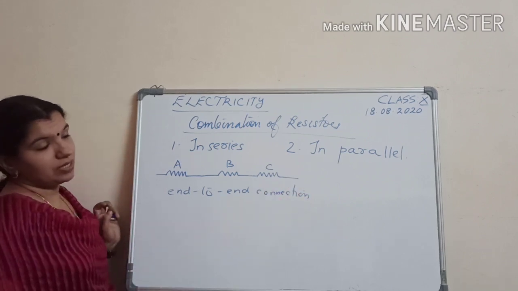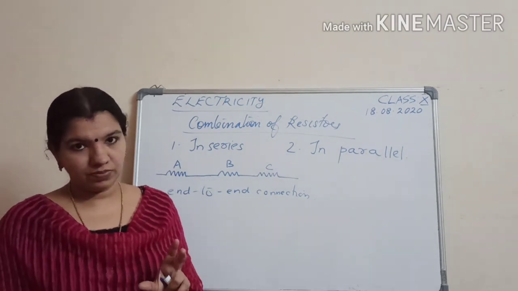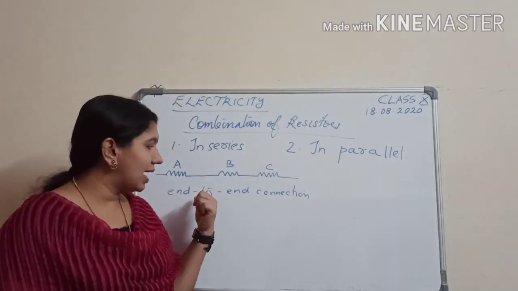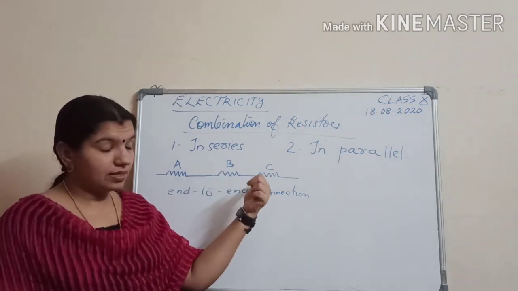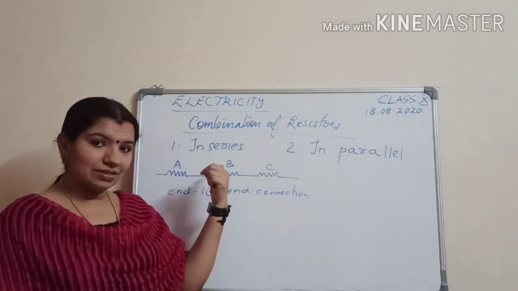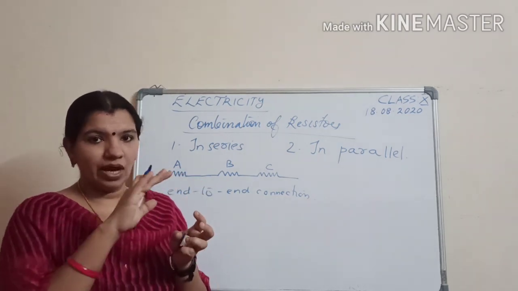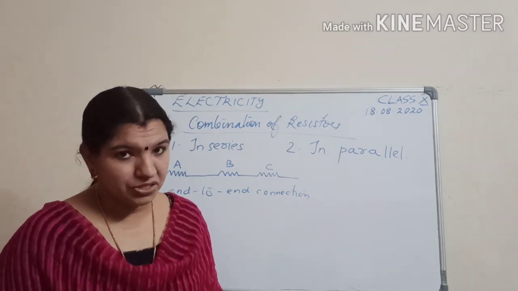This type of connection is called series connection. Okay. So if there are a large number of resistors, you can connect them like this. That is, the end of one resistor is connected to the end of the other resistor. In such a way, we can form a series combination.